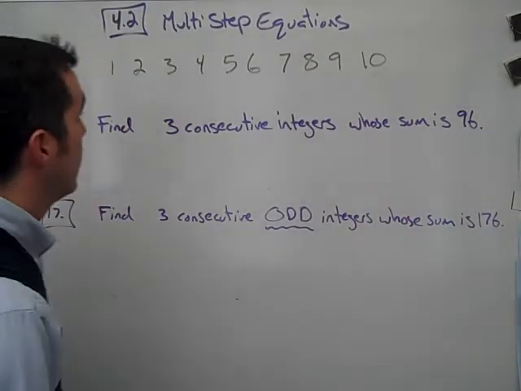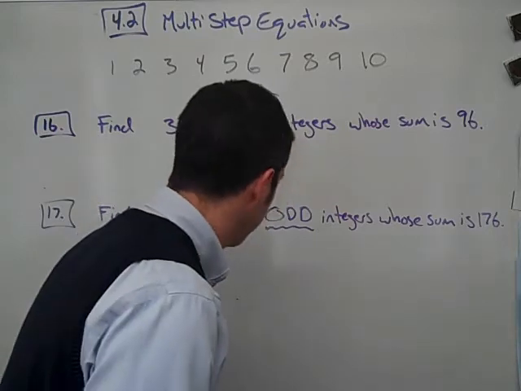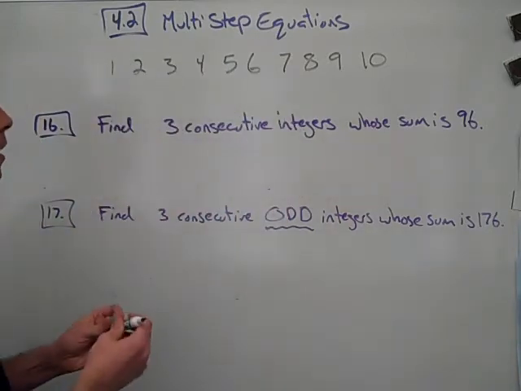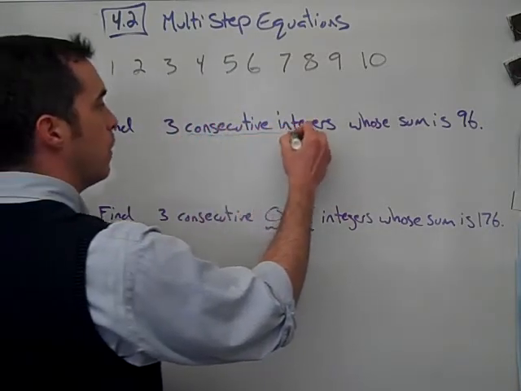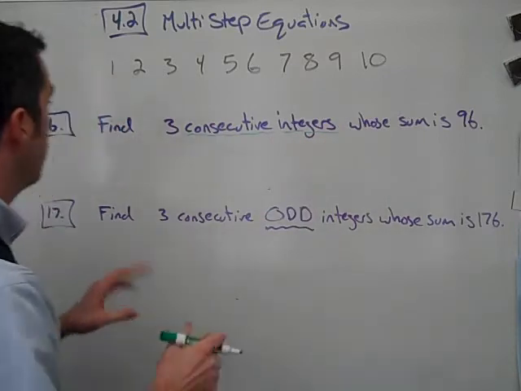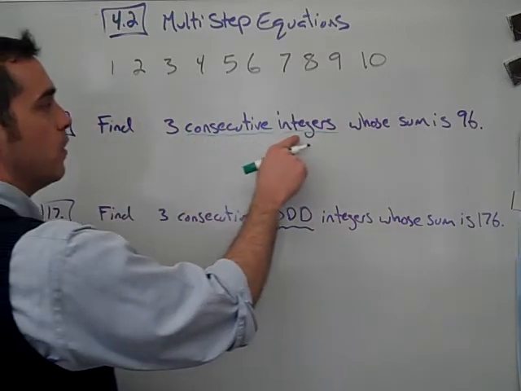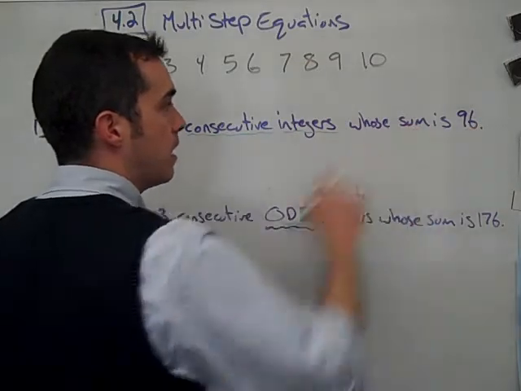Two more problems from the homework. Multi-step equations again. And this time we're talking about this consecutive integers type of problem. The first question says find three consecutive integers whose sum is 96.